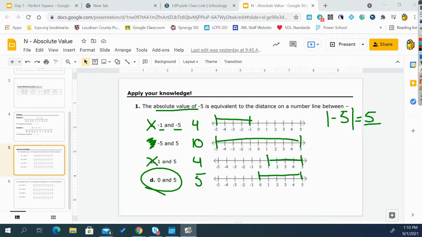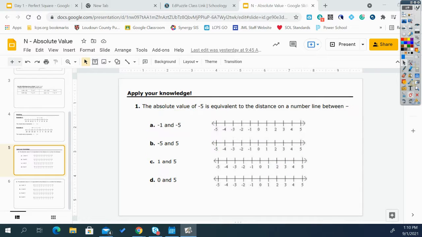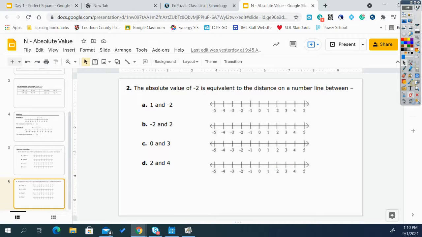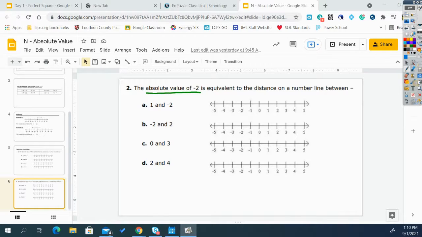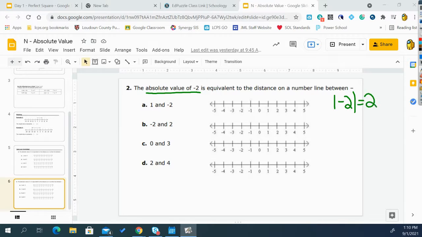This next one is just like the one we just did, but I'm going to ask you to do it on your own. So let's talk about it first, and then I'm going to ask you to solve it on your own. It says, what is the absolute value of negative 2? And it is equivalent to the distance on the number line between which ones? So same thing, we have the absolute value of negative 2. We should all know that that absolute value is 2. So what you want to go do is look at all these options and see which of these options have the 2 numbers only 2 spots away from each other.